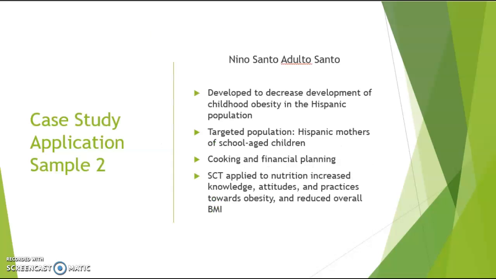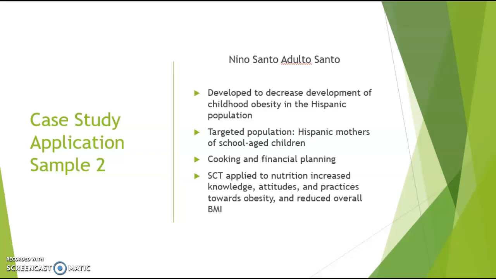The second case study that I would like to analyze that used the social cognitive theory is actually a public health intervention in Mexico, and it is called the Niño Santo, Adulto Santo public health intervention. And it was recently put into place to decrease the development of childhood obesity in the Hispanic population.